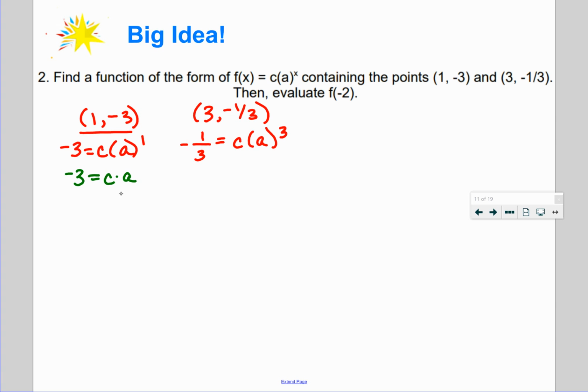And then again, you can get c or a alone. Let's say I want to get c alone. c is equal to -3 over a. Okay. Once you have a variable alone, you can plug that into the other equation and do that substitution.